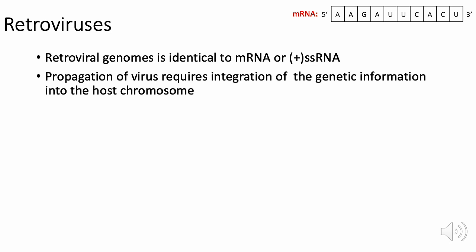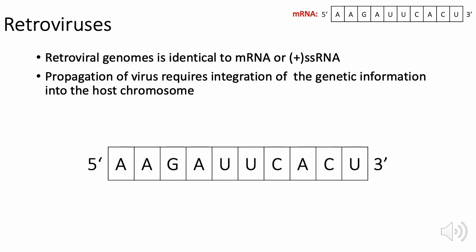Retroviruses. Retroviral genomes are identical to the mRNA, as it is a positive single-stranded RNA genome. However, this group of viruses undergoes an additional step of an intermediate double-stranded DNA formation, which will integrate into the host chromosome for viral reproduction. And this viral genome survives within the host. So, we have our molecule looking identical to the mRNA.